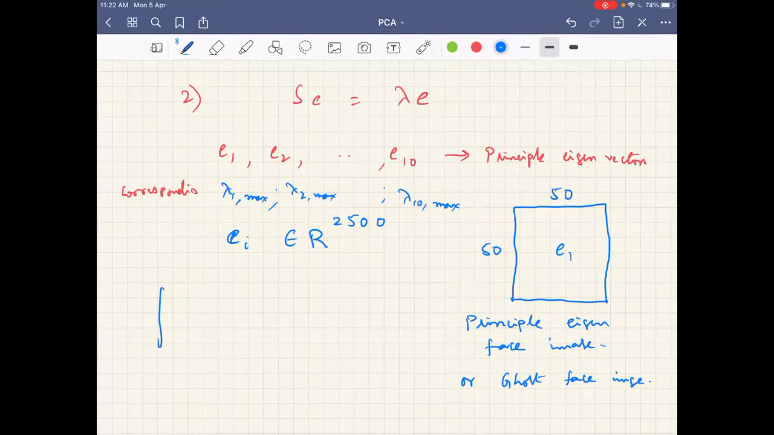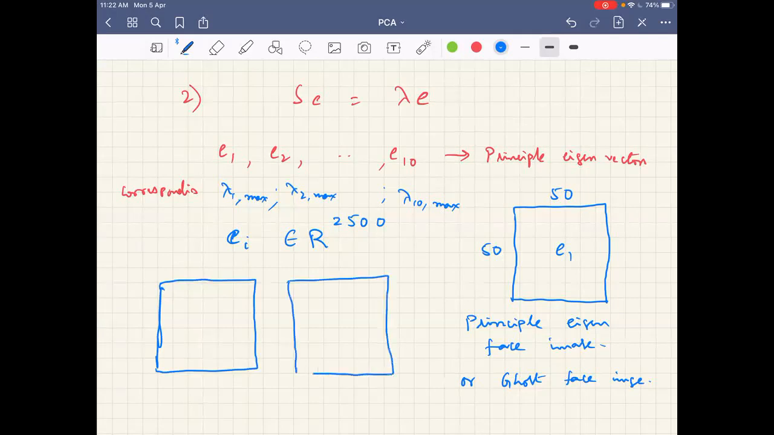Second one, similarly E2, if you look at that, also looks like a ghost face image, maybe having the other details that are not there in the first principal face image. E2, E3, each of them looks like a face. These are all eigenfaces.